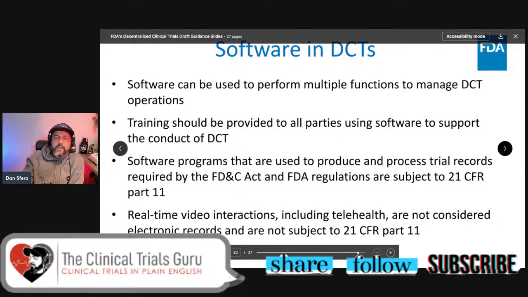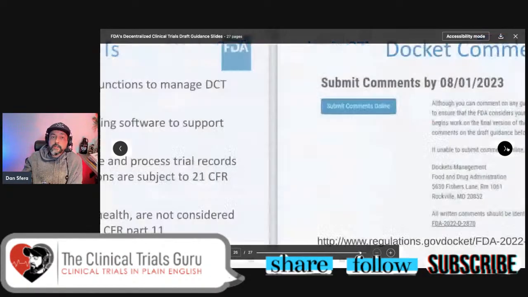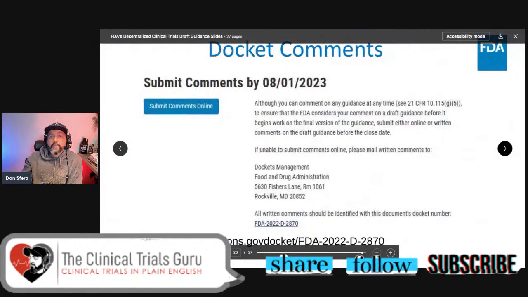Software programs that are used to produce and process trial records required by FDA are subject to 21 CFR Part 11. Real-time video interactions, including telehealth, are not considered electronic records. Okay, so there goes my question earlier about whether the Zooms should be recorded. Nope. They're not considered electronic records. Not yet, at least.